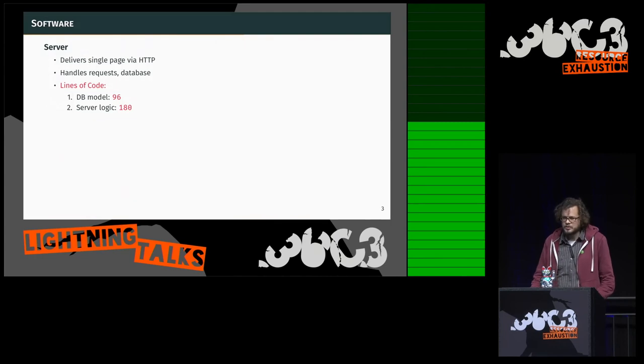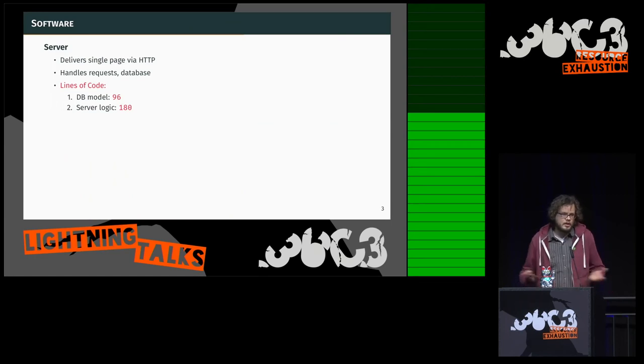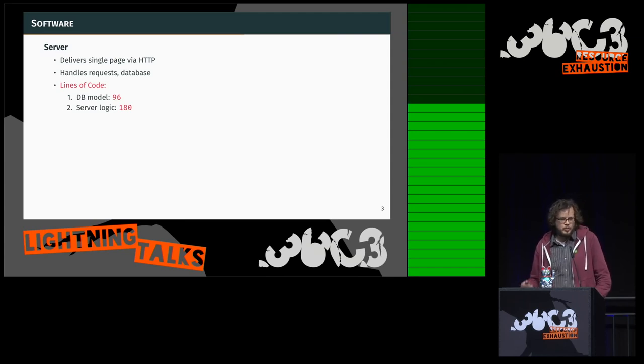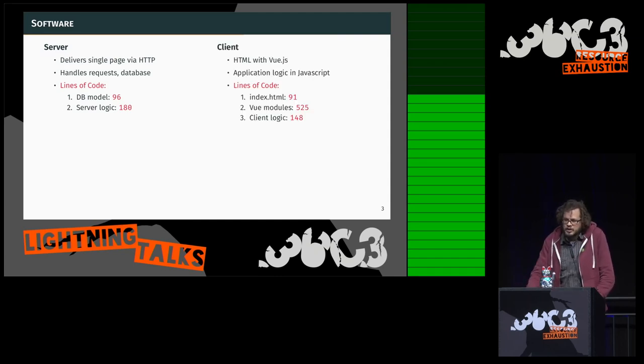So looking at the software side of things, on the server we just deliver one single HTML page, which is the web application, and then we continue handling requests and managing the database. For this, we need less than 300 lines of code on the server side in Python. On the client side, we use the Vue.js framework, which is very nice because we can embed the variables and logic into the HTML code. And then we have the reactive nature of this framework, which makes it easy to just keep the state in a JavaScript object. This JavaScript object is only 150 lines of code, and the rest is just how UI elements are supposed to look and behave.